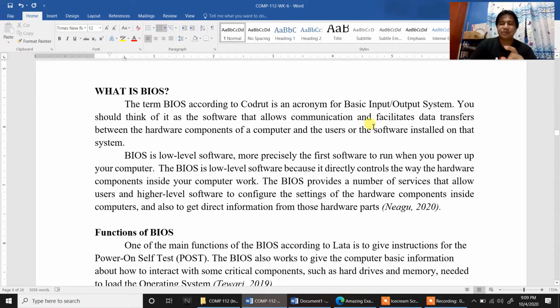Okay? The purpose of the BIOS is to check all the hardware that is connected to your computer system or CPU unit. So that includes the CPU unit, your hard drive, your memory, your video card, if there is one, and expansion cards as well. Okay?